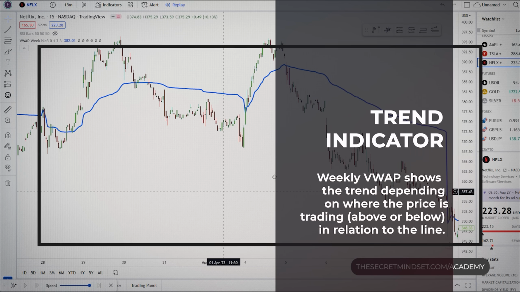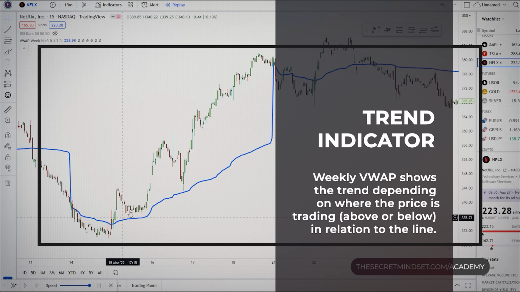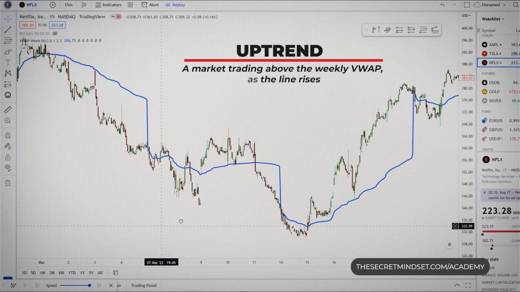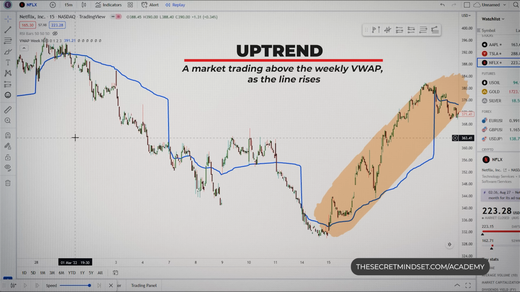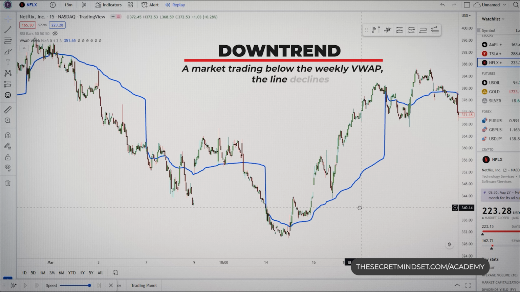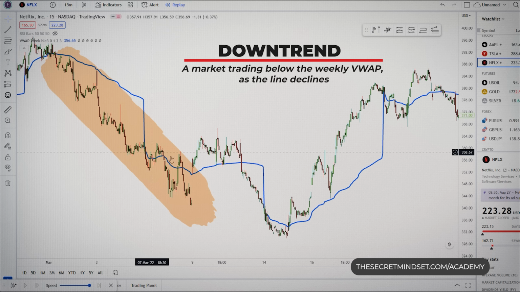Weekly VWAP shows you the trend depending on where the price is trading, above or below in relation to the VWAP line. A market trading above the weekly VWAP as the line rises indicates an uptrend. A market trading below the weekly VWAP as the line declines indicates a downtrend.